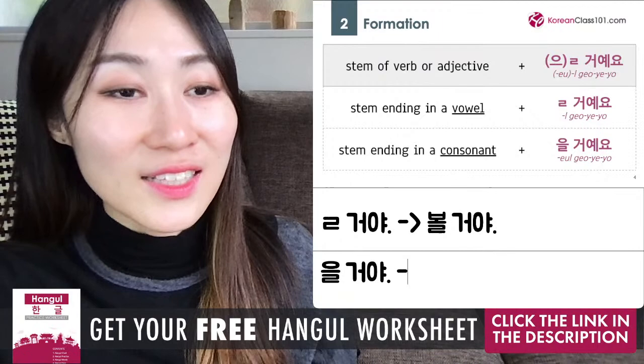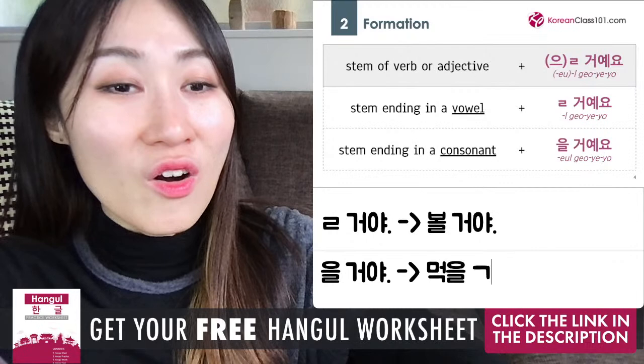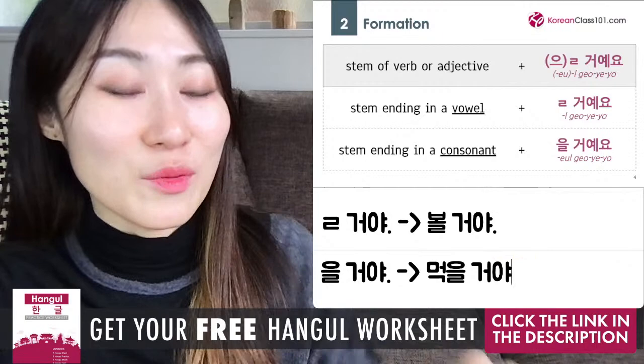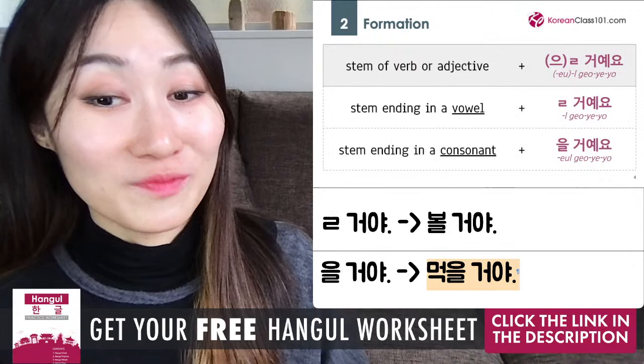As you can see here, if the stem ends in a consonant, then you use 을, right? Do you remember? 먹을 거예요. So instead of 먹을 거예요, you use 먹을 거야. I will eat. So your best friend, you've been friends for over 10 years, and he or she is asking you, what are you going to eat?